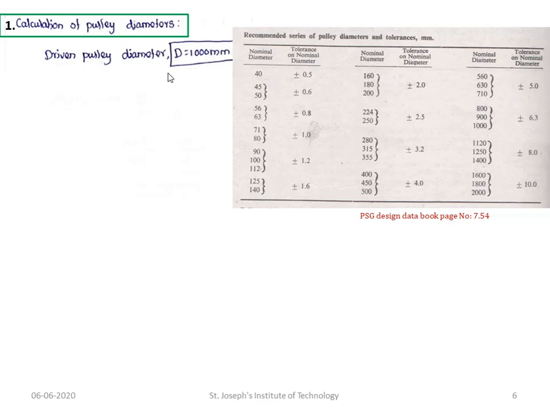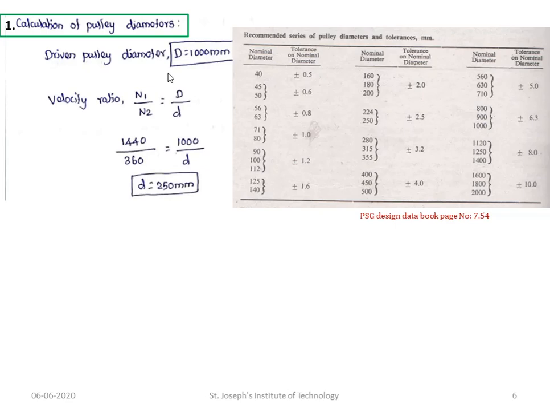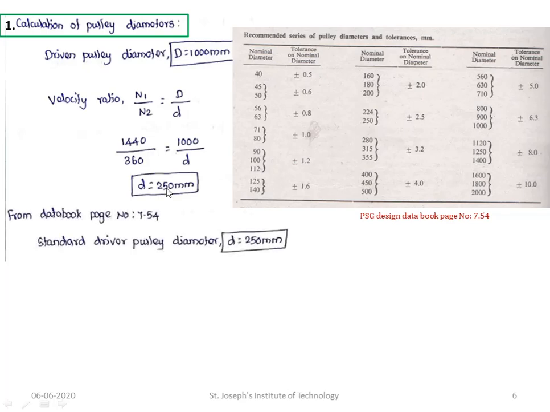Next I need to calculate the small d. For that I am taking the velocity ratio formula, that is N1 by N2 equal to capital D divided by small d. Here the unknown value is small d. If I substitute all the values except small d, I can calculate it. Next I want to check whether this value is in the recommended series. The value is 250 millimeter, and 250 millimeter is available. So now I can say my standard driver pulley diameter is 250 millimeter.